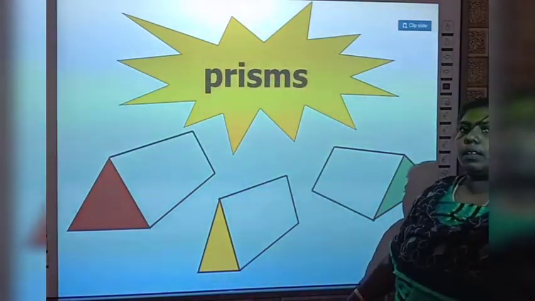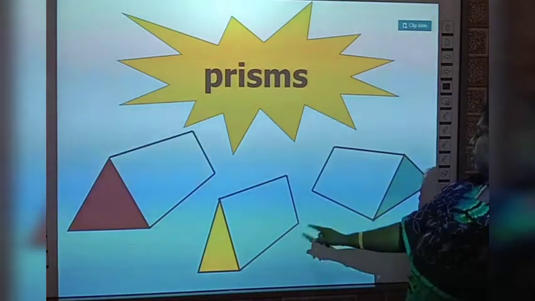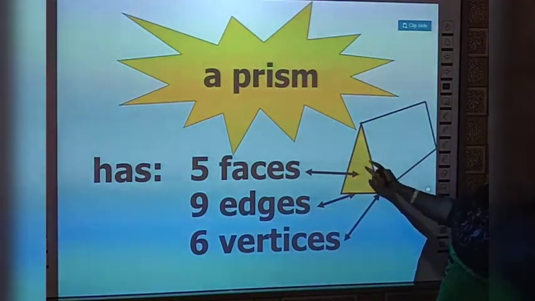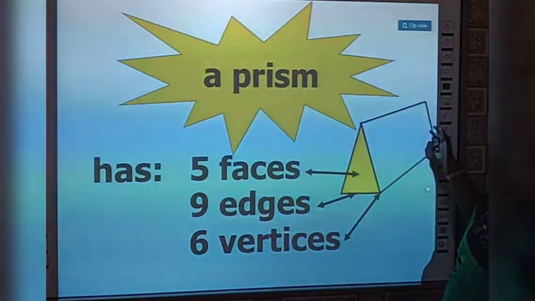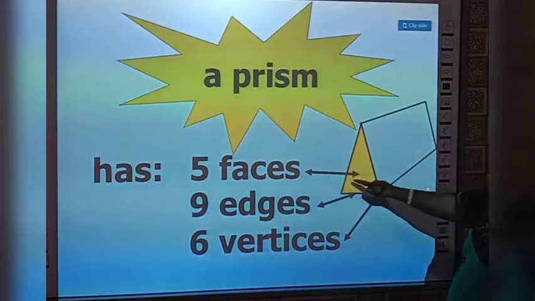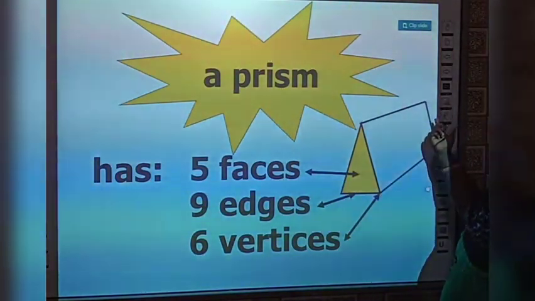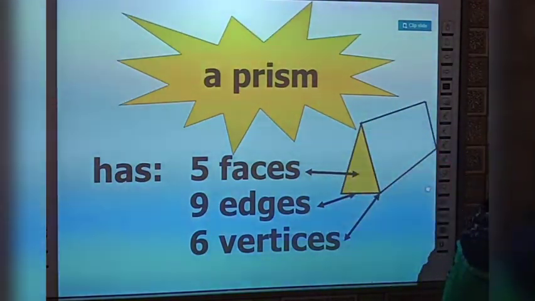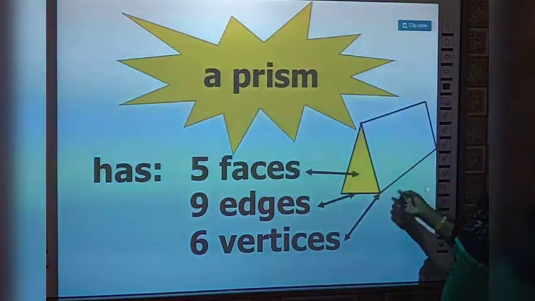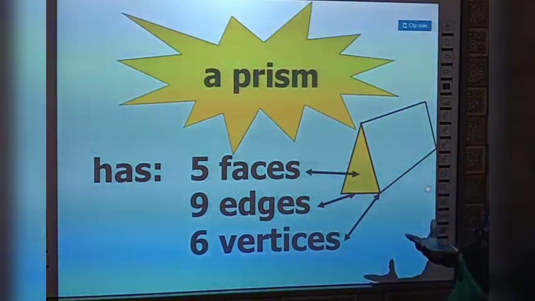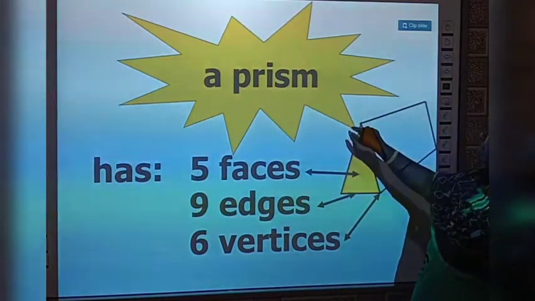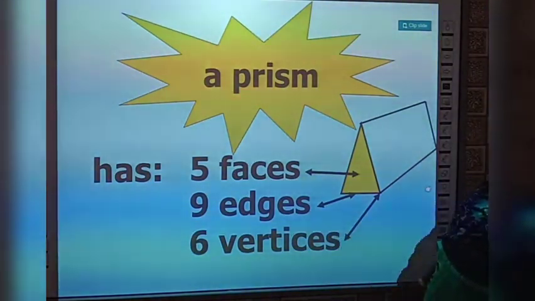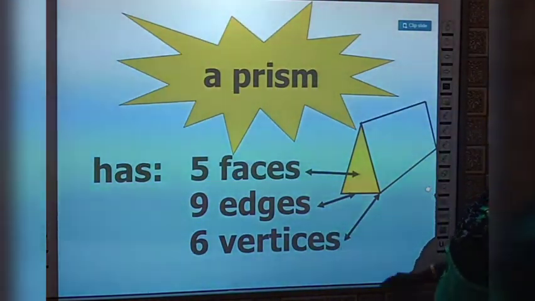Now prisms. Here you can see how many faces? 5 faces. This face, then the opposite side, is a rectangle shape. Then this is the triangle shape, and on the opposite side one triangle is there. That is 2. Then this rectangle shape and the opposite side one rectangle shape. That is 4. Then down one rectangle shape. That is 5 faces. Then 9 edges, then 6 vertices. That is a prism.